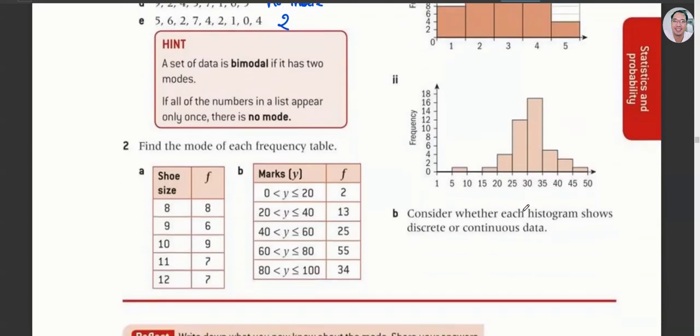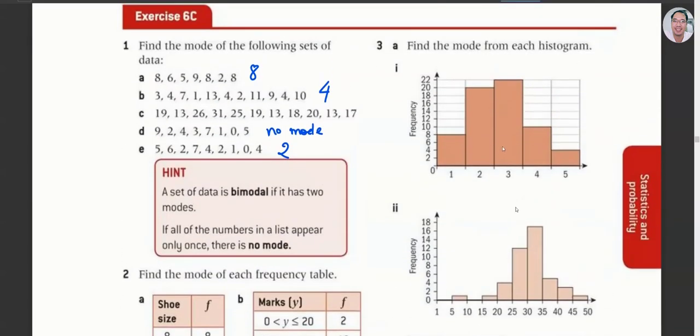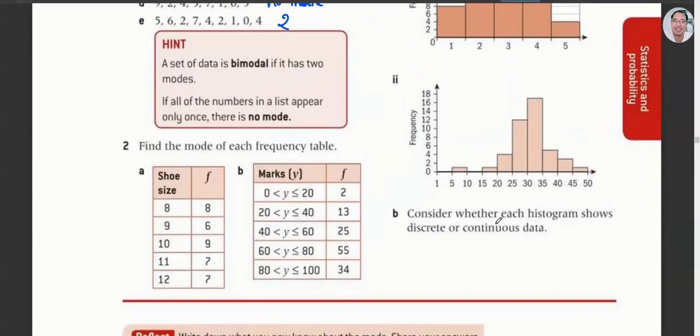Consider whether each histogram shows discrete or continuous data. Discrete. There's no way. 5 to 10, we don't know exactly if it's like 5.1, 5.2 in this interval. Maybe that one is continuous. Let's see the answer at the end.